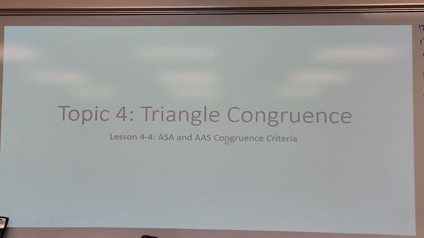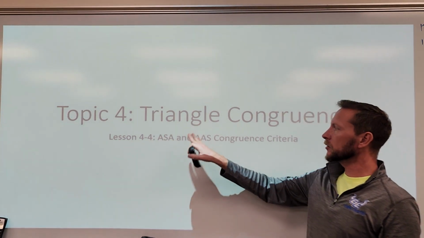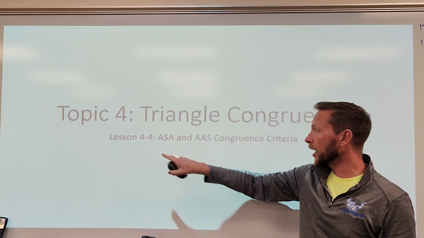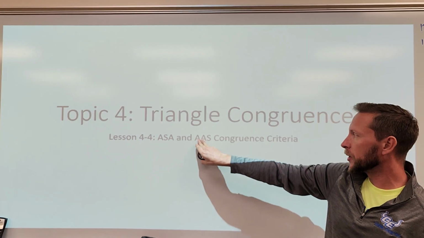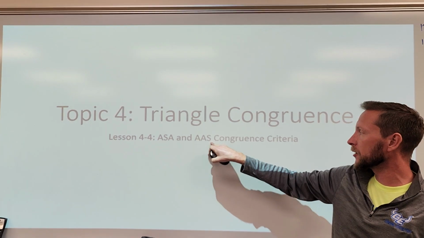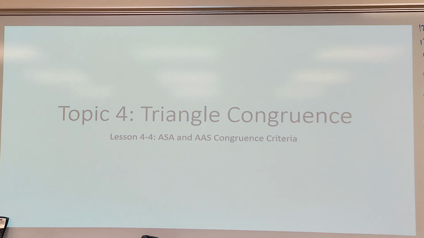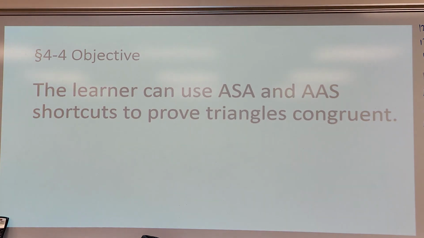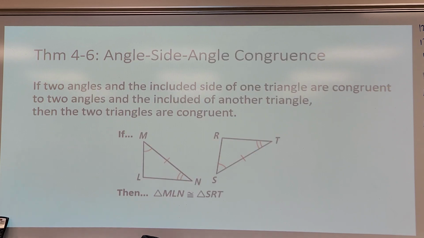For lesson 4, we learned 2 other shortcuts for proving triangles congruent. If we know angle side angle, 2 pairs of angles and the included side, or angle angle side, 2 pairs of angles and the corresponding non-included side, we can say that we have congruent triangles. So we're going to learn about those shortcuts, learn what they are saying, learn what they're not saying, and attempt to use those shortcuts to prove that triangles are congruent.